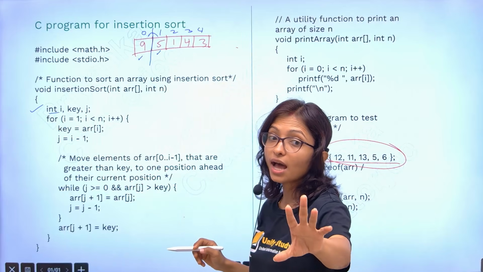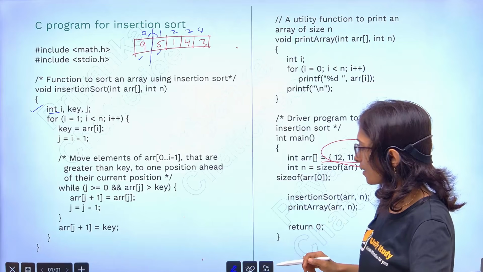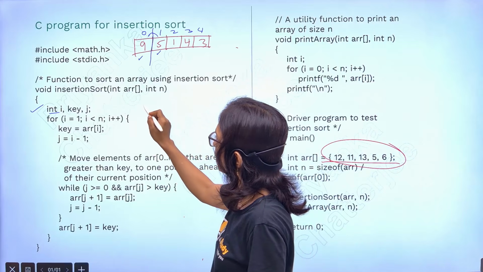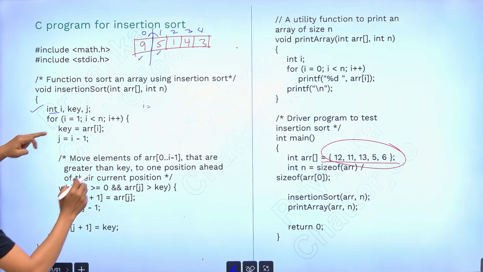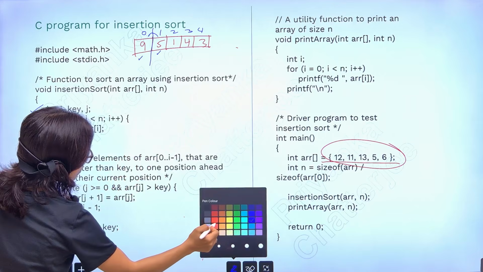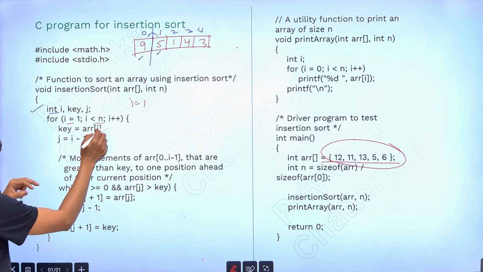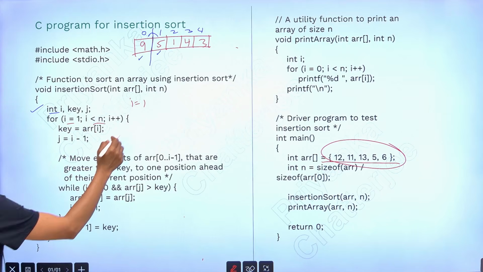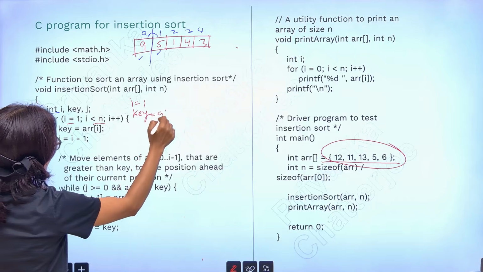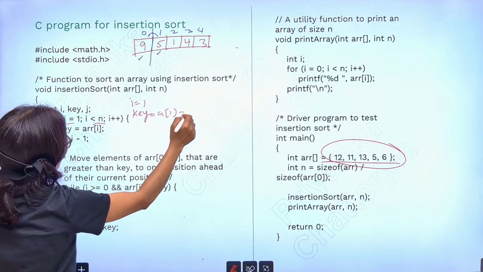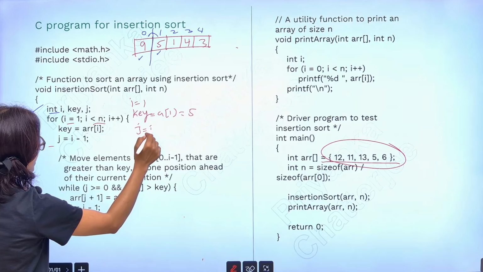Try to understand how the i and j are changing, that is the game here. What is the game here? The first time, concentrate here, my i value is 1. The loop runs while i is less than n. What is the key value? Key value is A1, that means 5. Key is 5 here. What is j? j is i minus 1.